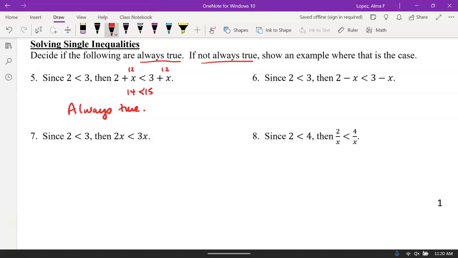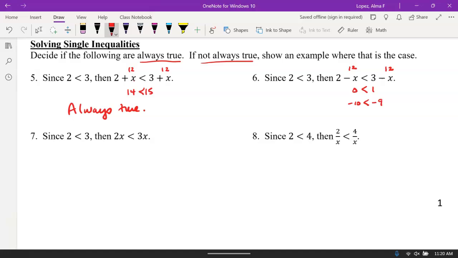Let's see if subtraction works that way. I'm going to start by subtracting a 2. It's the same statement, but this time 2 minus x and 3 minus x are being compared. Is 2 minus x always going to be less than 3 minus x? Let's see. 2 minus 2 will be 0, which is less than 3 minus 2, which is 1. Let's try 12. 2 minus 12 is going to be negative 10, and 3 minus 12 is going to be negative 9.